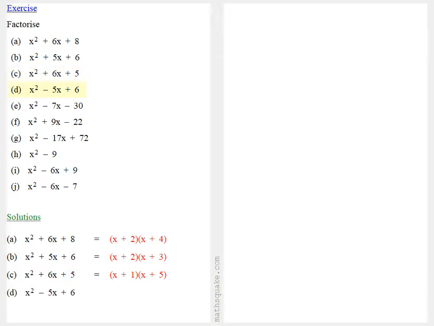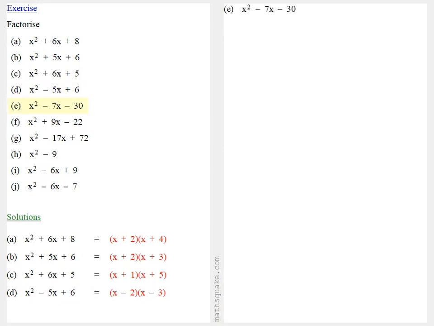In question D, we have x squared minus 5x plus 6. Now we want two numbers that add to make minus 5 and multiply to make 6. Well, that would be minus 2 and minus 3. Minus 2 add minus 3 is minus 5. Minus 2 times minus 3 is plus 6. So the factors are x minus 2 times x minus 3.